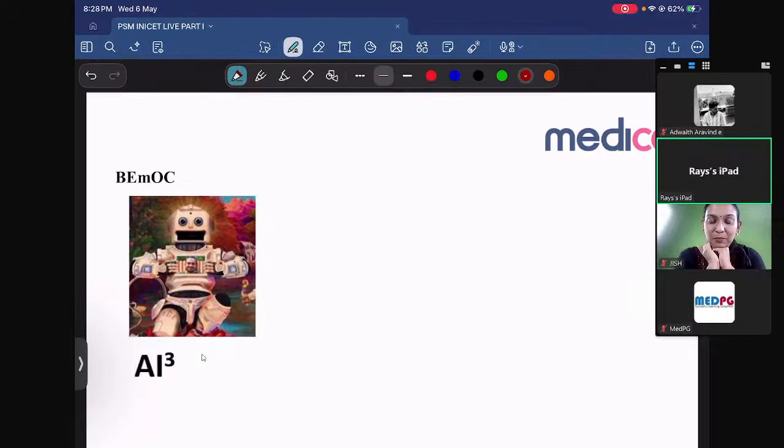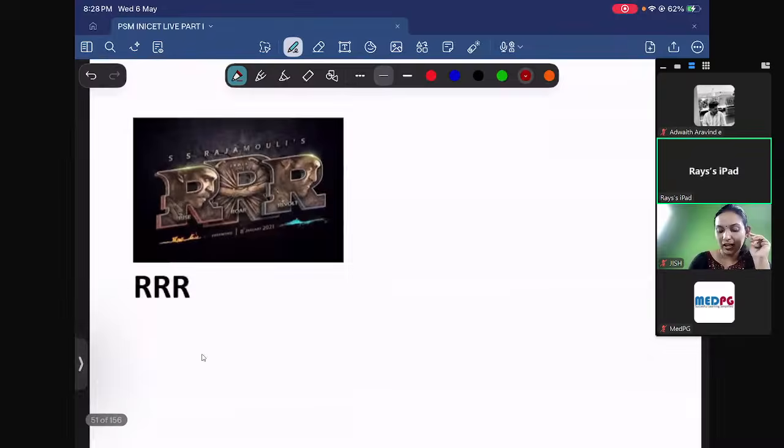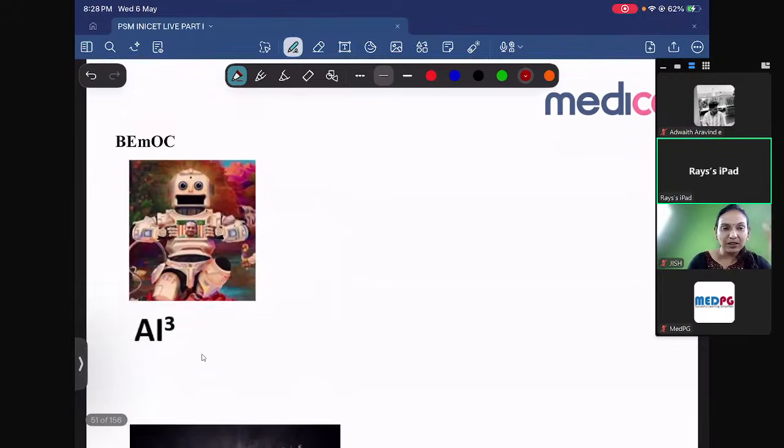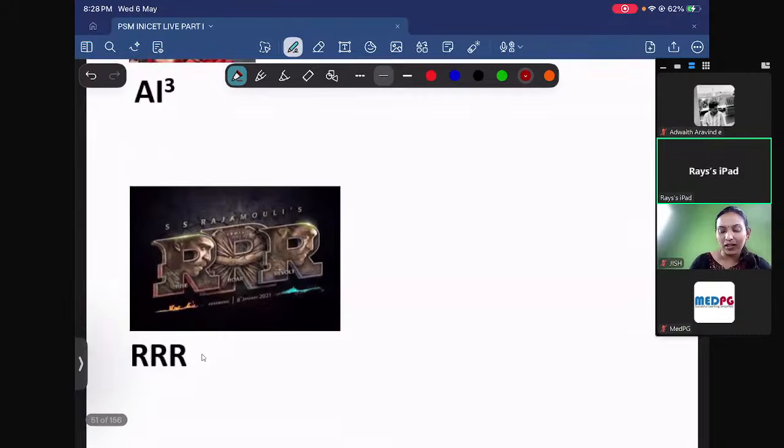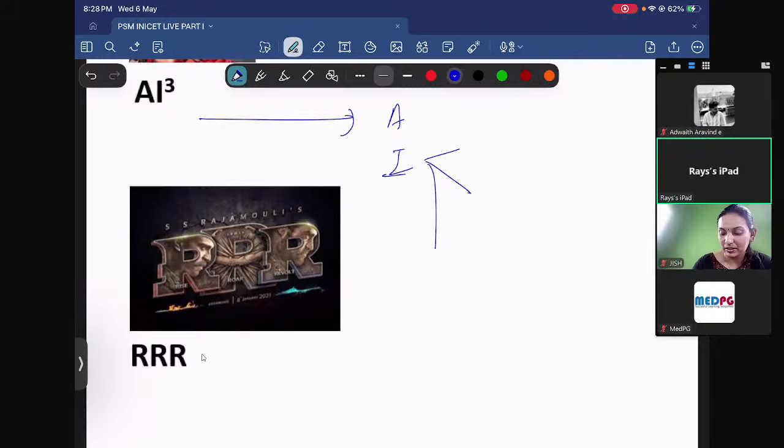So under basic emergency obstetric care, there are 7 points. And how are you going to remember it? I have a mnemonic for you. AI3 and RRR. AI, artificial intelligence, talk of the town. So AI, but 3. You have to remember the 3 also. So AI3 plus RRR. We have Rajamouli's famous film RRR, which most of you would have seen. So remember AI3 and RRR, and you will get all the points for BEMOC. Just write it down. What is AI3? A, and I has 3.